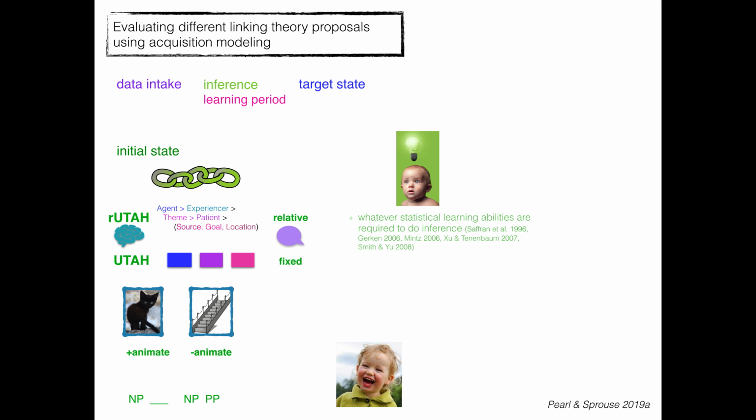And then we're also going to have our children capable of doing whatever statistical learning is required. They're going to have access to those abilities in their initial state. And it's not crazy to think that children have that. There's lots of evidence that children are capable of doing quite good statistical learning very young.